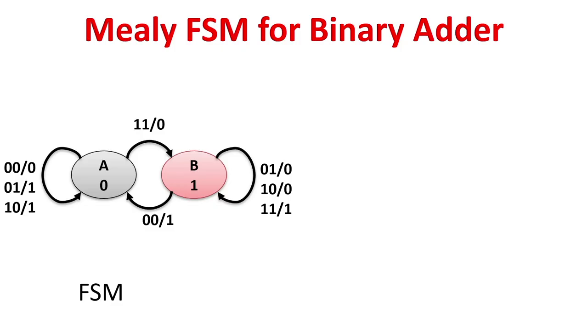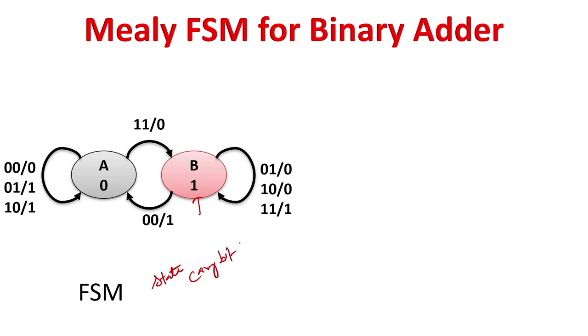So this is mainly a finite state machine for a binary adder. It is based on the values of x and y. So in this case there are two states, A and B. What the state says is what the earlier carry was. So this state says about the carry bit.